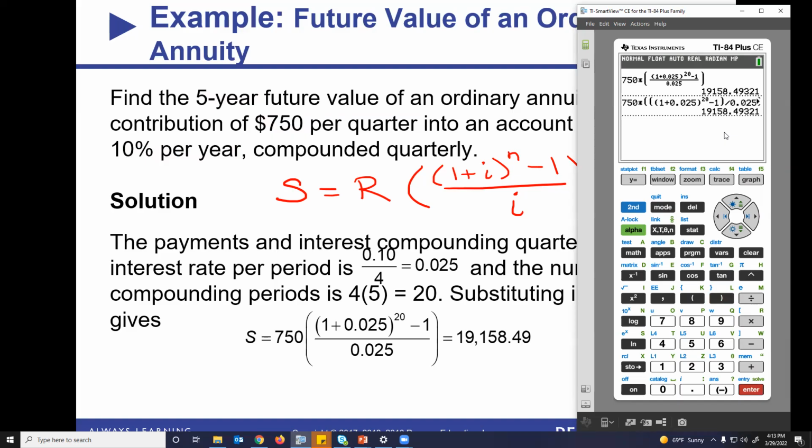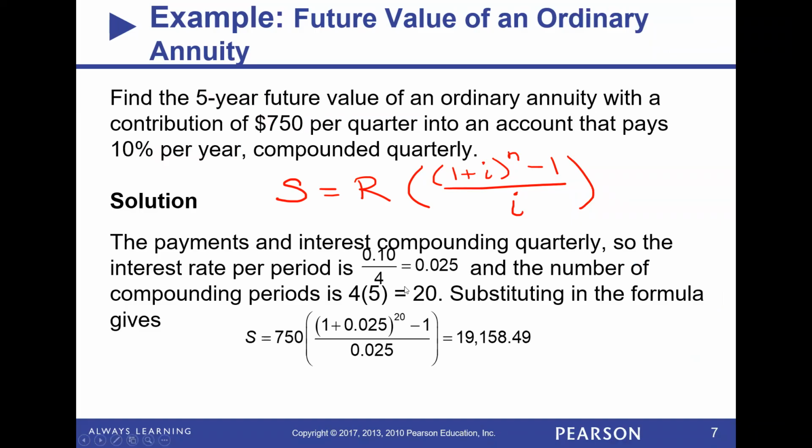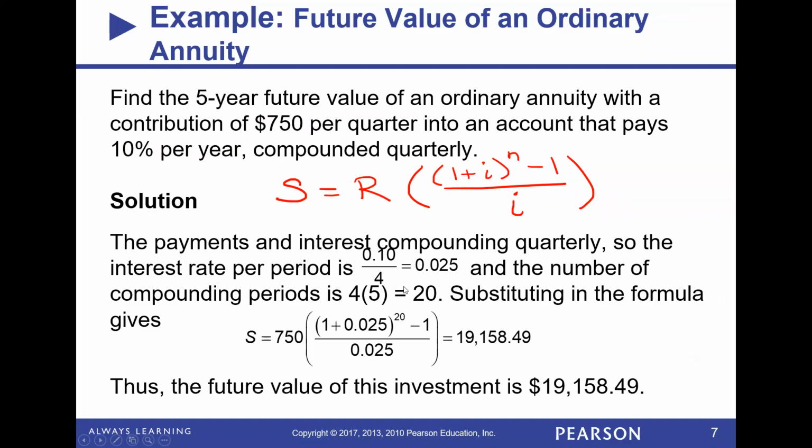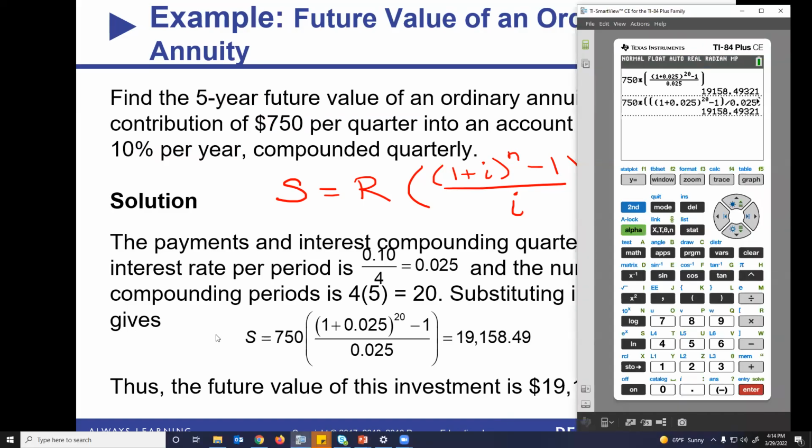Now, again, we are dealing with money, so I do want to round to 2 decimal places, okay? So the future value of this investment, if I put $750 away every single quarter, and the account is making 10% per year, by the time I put all the money away, I'm going to have $19,159.49. Now, please be aware that that's how much I have in the account at the end of the investment. That's the future value of the investment. That is not how much money I actually put away.